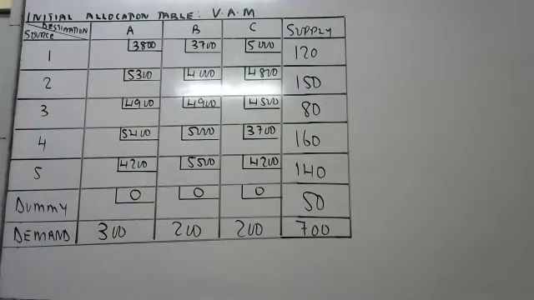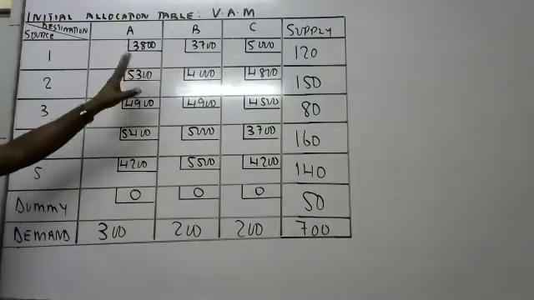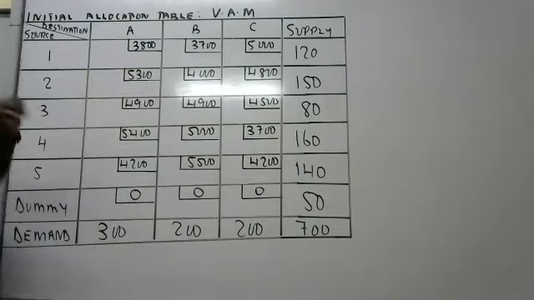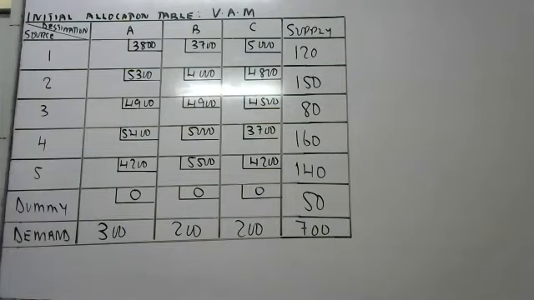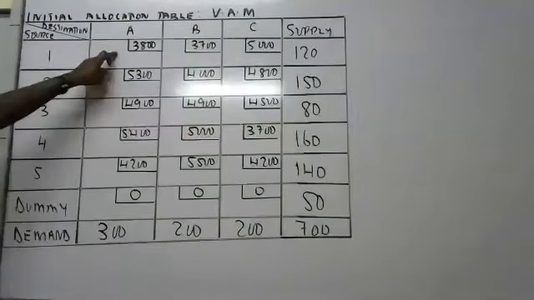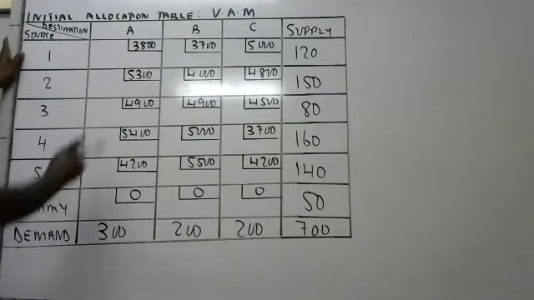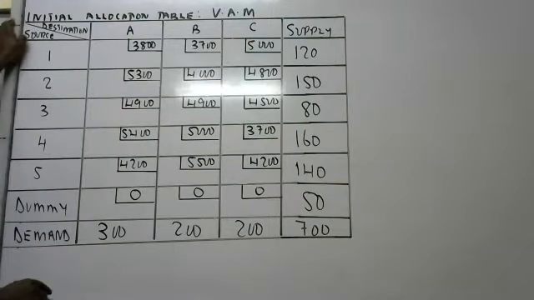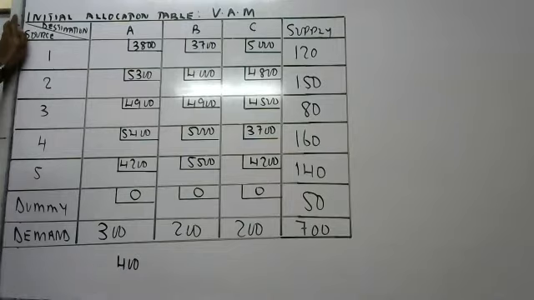We said with the VAM, what you do, you identify the smallest costs everywhere. Everywhere meaning every row and every column. So we start with A. In this column alone, the smallest is 38, followed by 42. So there is a difference of 400. That's what we call the penalty.